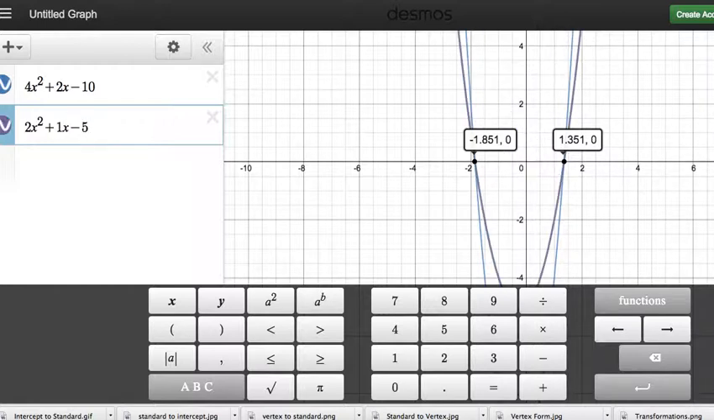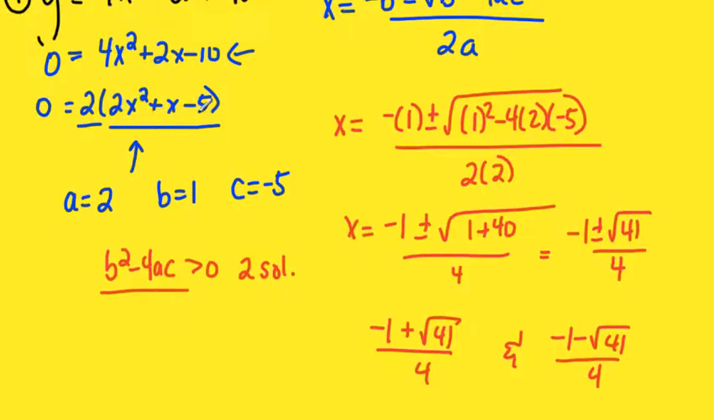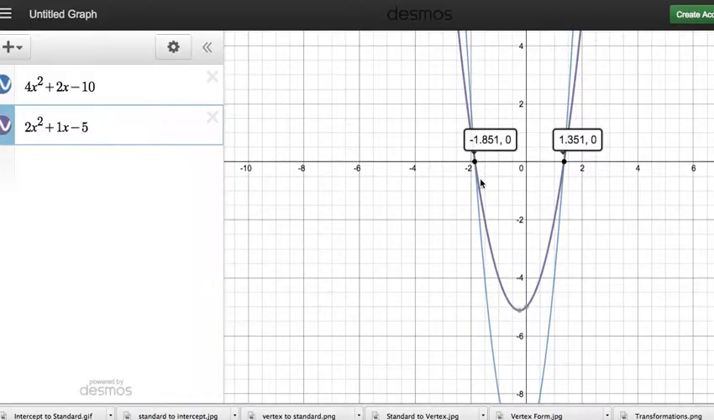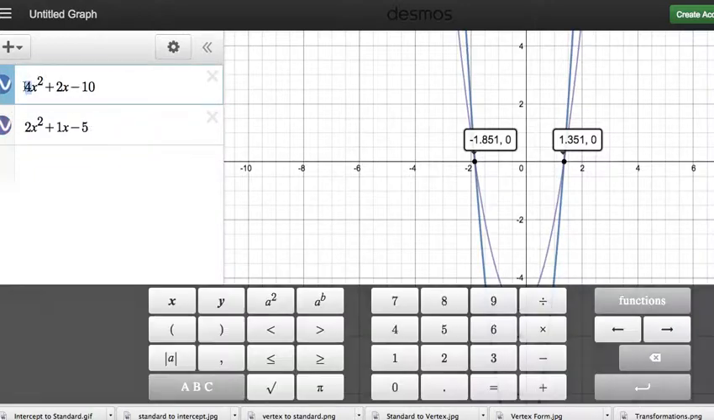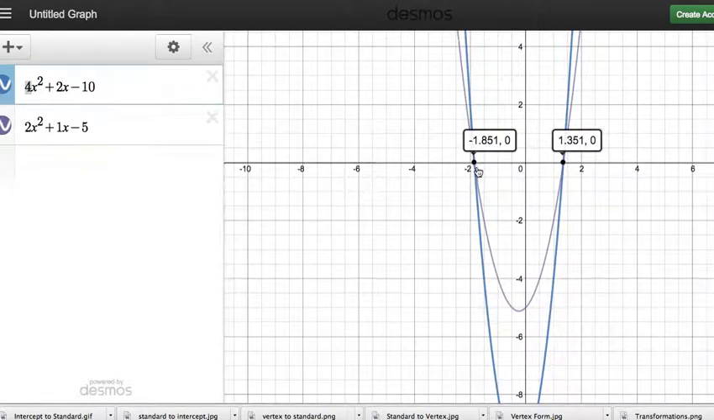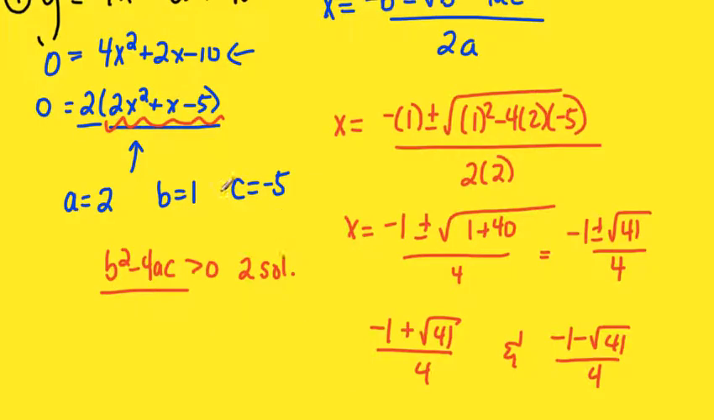So I'm going to show you that right there I took out the 2. So I put in 2x squared plus x minus 5. This one right here, I put that in. As you can see, the x-intercepts did not change, but this parabola is less narrow than the top one because A is 4 here and A is 2 here, so 4 is more narrow. So that blue one is going to be more narrow, but the x-intercepts did not change. That's why it doesn't matter if I take that 2 out or not when I use my A, B, and C. So there's your 2 x-intercepts for that one.